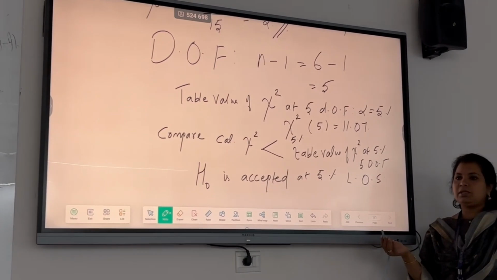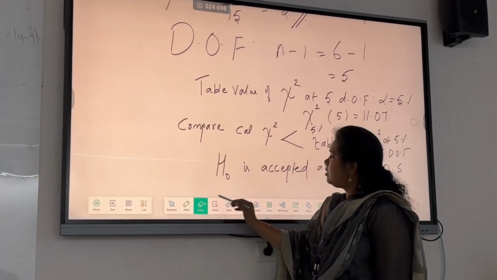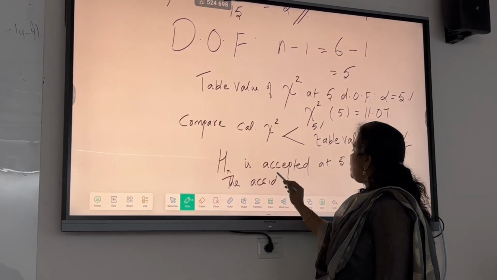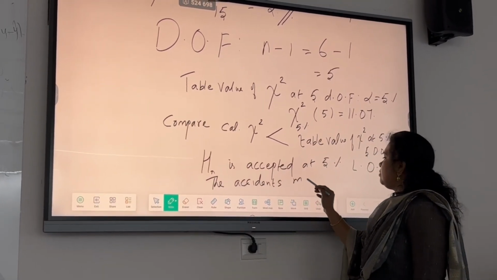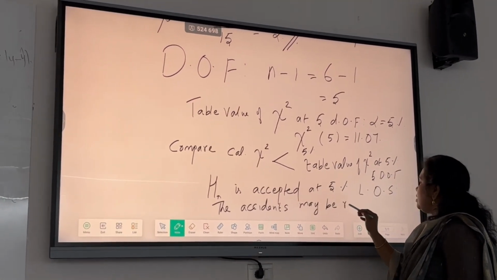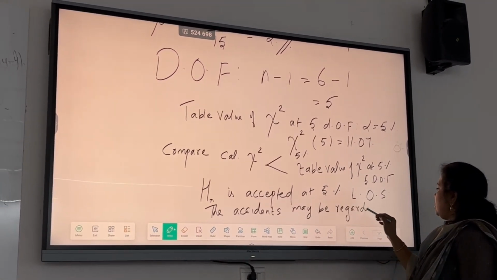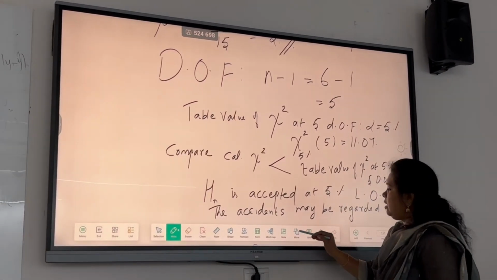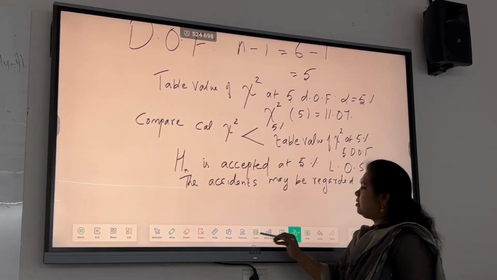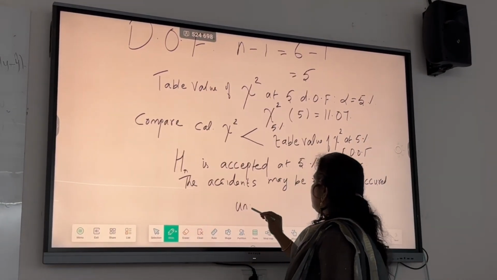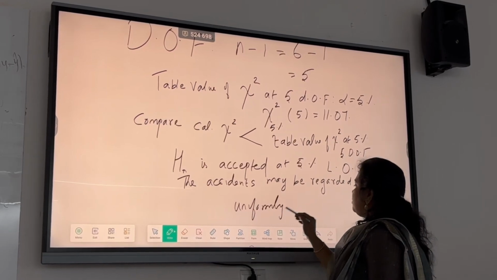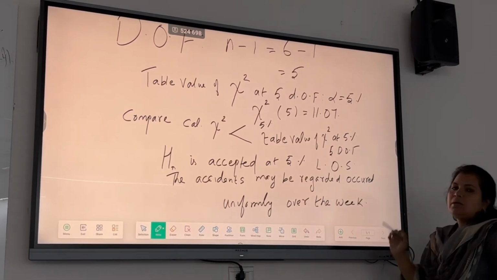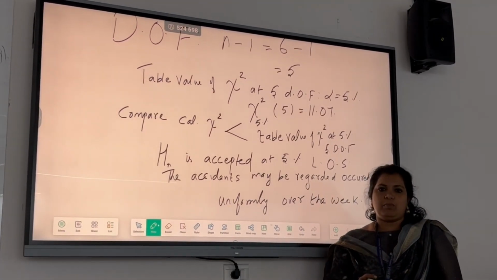So what is the conclusion now? The accidents may be regarded as occurring uniformly over the week. So this is the conclusion of the problem.